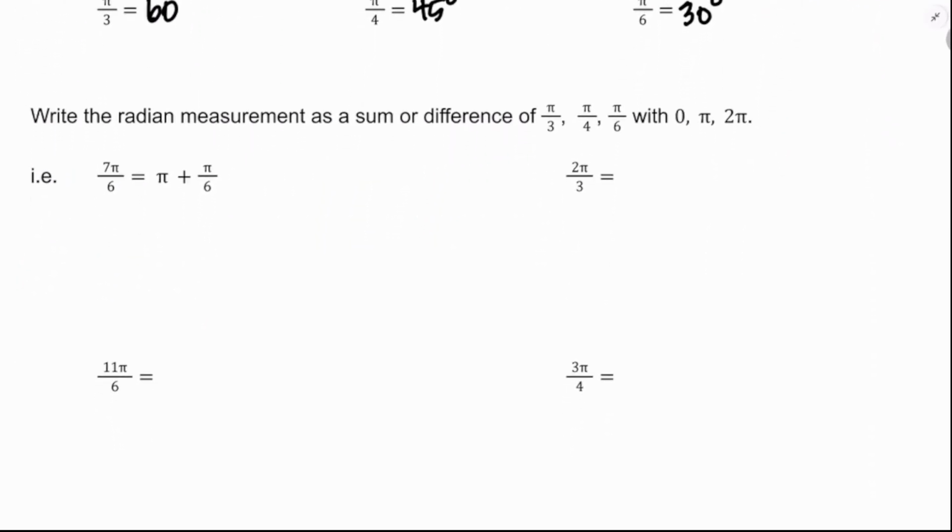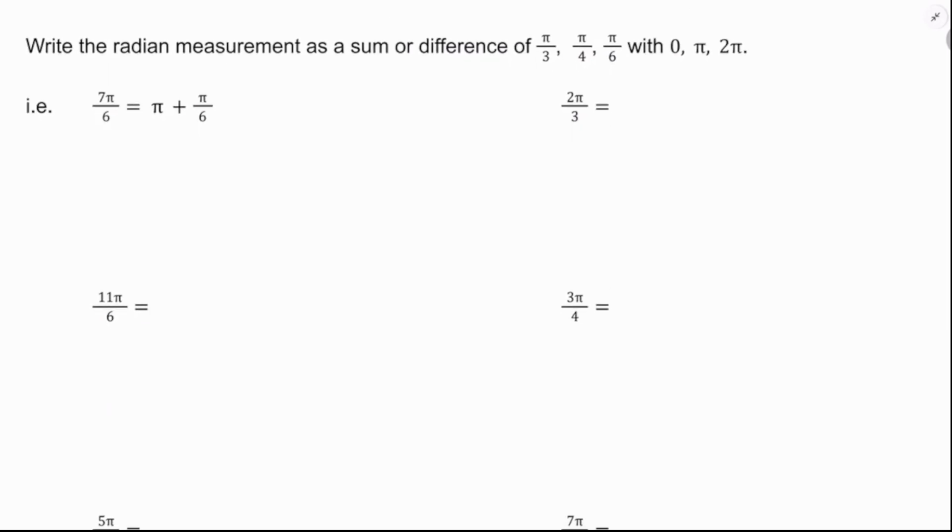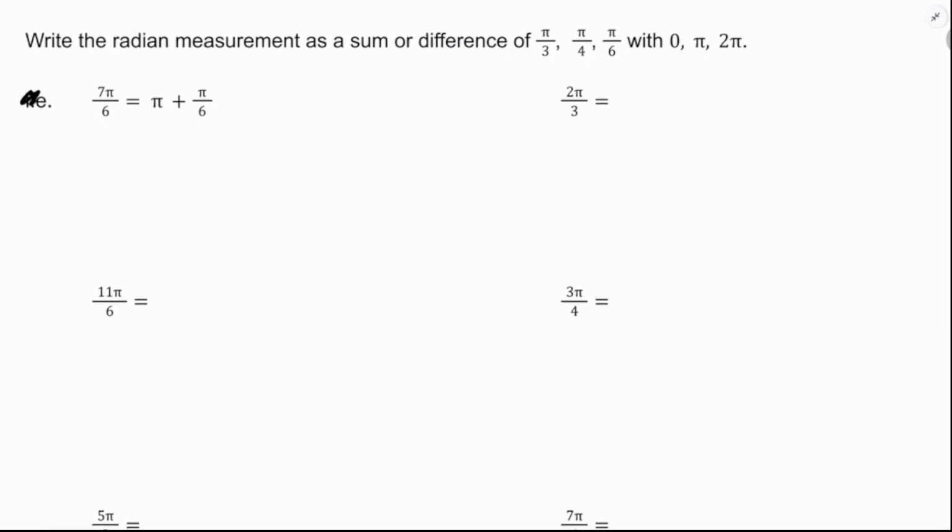All right. Write the radian measurement as a sum or difference of pi over 3, pi over 4, pi over 6 with 0 pi and 2 pi. For example, 7 pi over 6, we get that by, it's a little bit bigger than pi. It's pi plus pi over 6. And this is going to be helpful when we need to go find these locations on a circle.